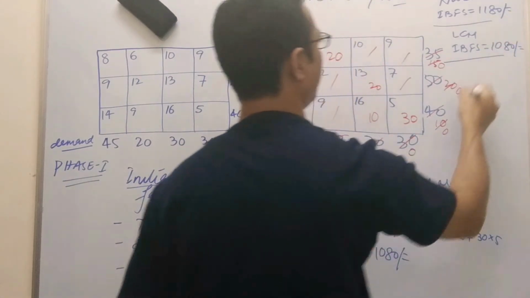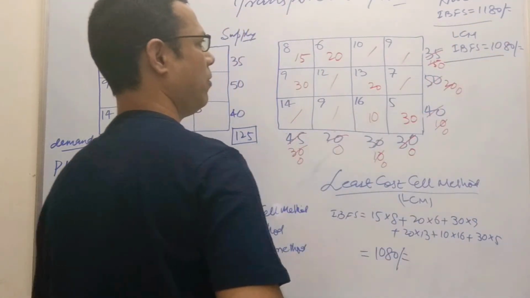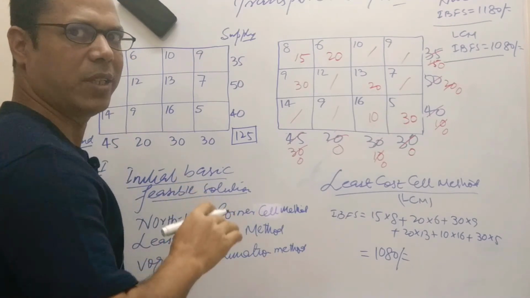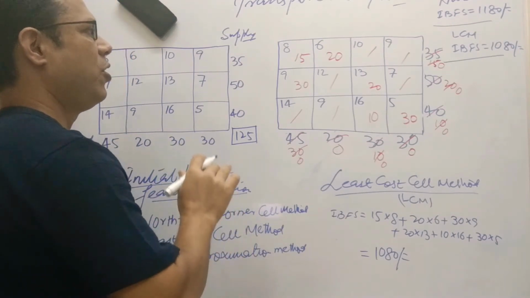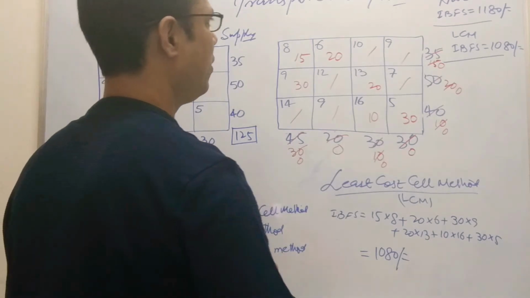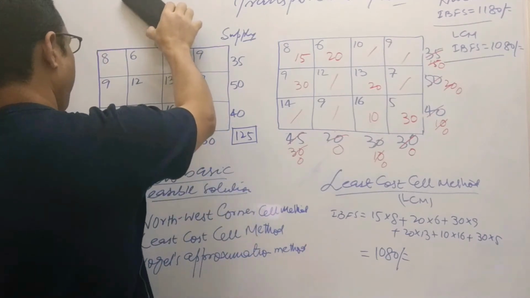If you compare these two, 1180 and 1080, it means a difference of 100. It means if you compare the northwest corner cell method with the least cost cell method, we can say straightforwardly that the least cost cell method is better than the northwest corner cell method. In general, that is true.